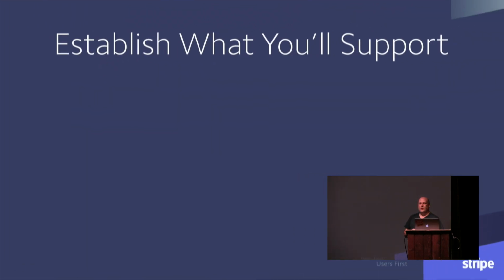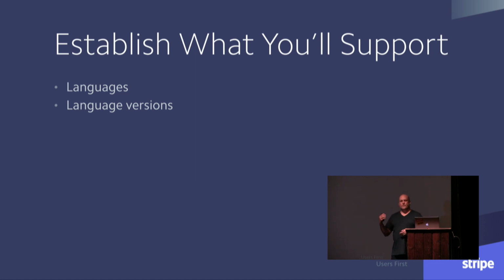Next, take that research and figure out what you're going to support. Now, you might think this is what our users are, and we're going to support exactly that. And that's not necessarily the case. So it starts with the languages, but it also includes the language versions. Python 2 versus Python 3. And again, you may not do a one-to-one map.